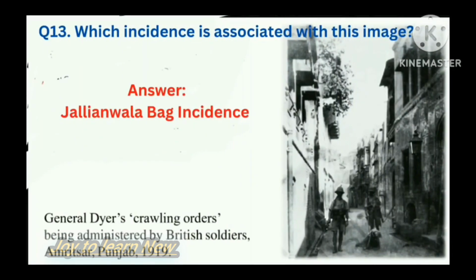Which incident is associated with this image? Answer is the Jallianwala Bagh incident, 1919. This is about General Dyer's crawling order, which was implemented by the British soldiers. They particularly targeted the Satyagrahis and the common people.